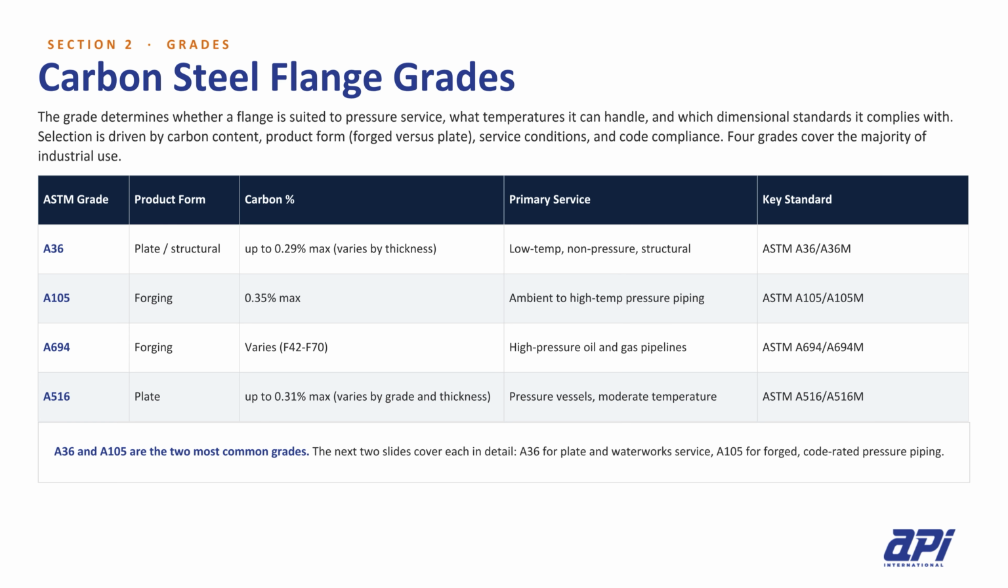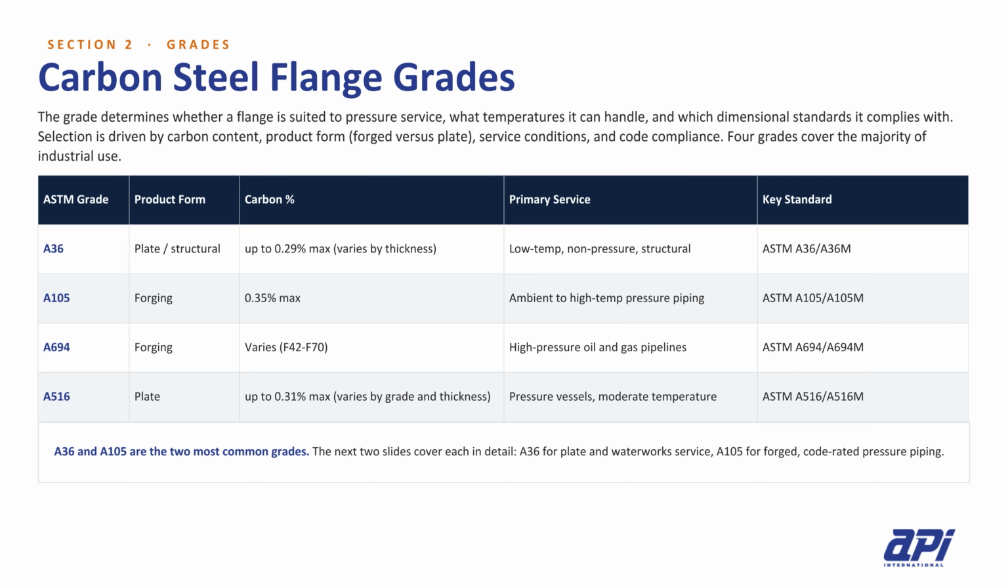Final material selection depends on service conditions, product form, applicable codes or specifications, and the required mechanical properties. Four grades cover most industrial applications. ASTM A36 is a steel plate specification commonly used for plate flanges in structural, waterworks, HVAC, and general industrial piping, where forged pressure-rated flanges are not required.